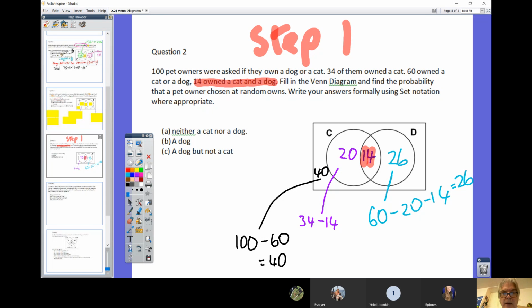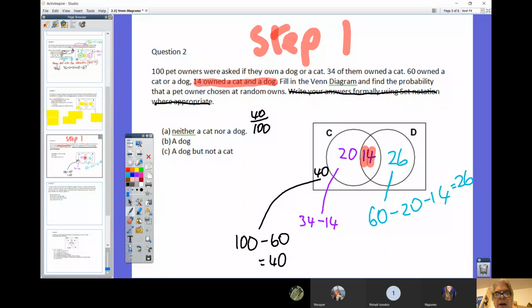Right, so write your answer formally using where appropriate. Find the probability that a pet owner. Yeah, forget that set notation bit. We're not doing that today. Not in this context. I just want us to write down the probability. So can we write down the probability that if you choose someone at random, they neither own a cat nor a dog? How many people neither own a cat nor a dog? 40 out of how many pet owners? 100. Good. That's right.